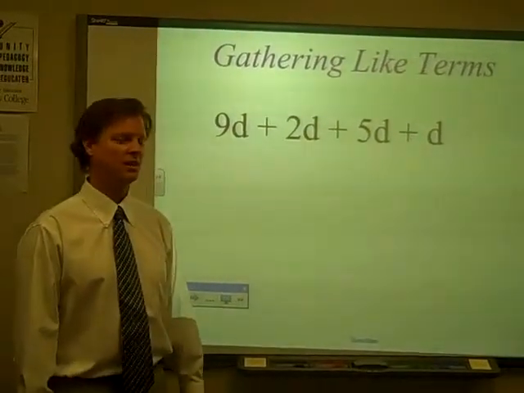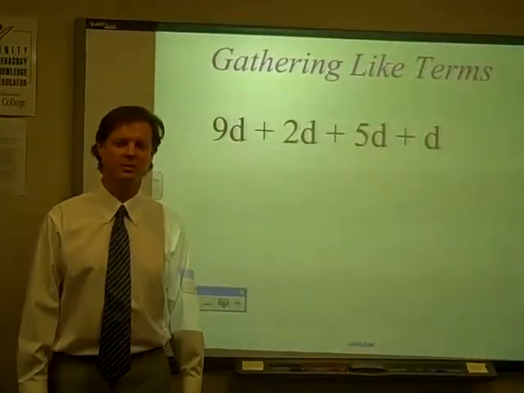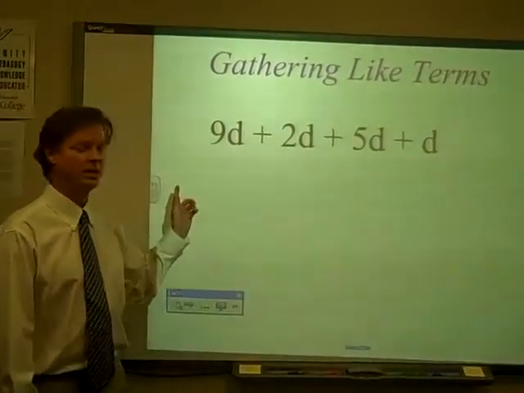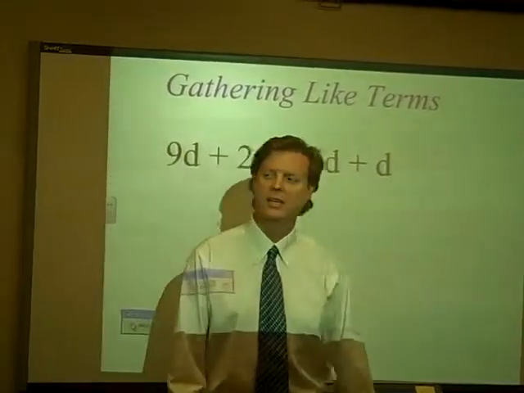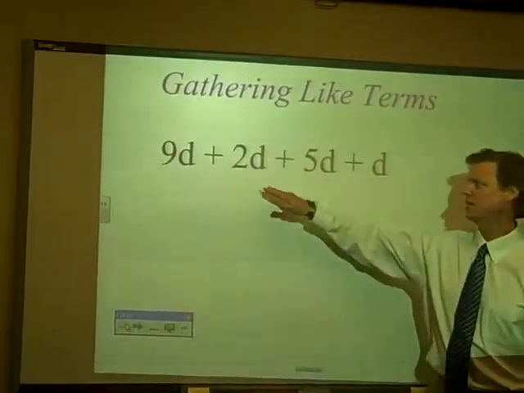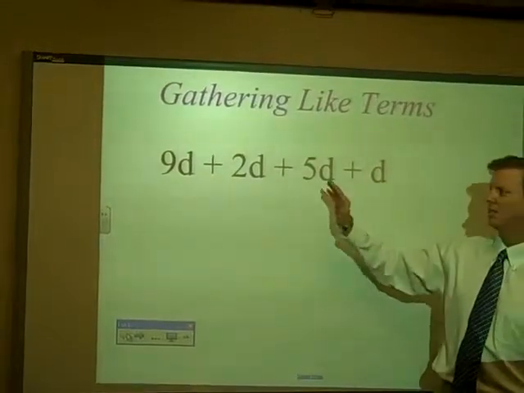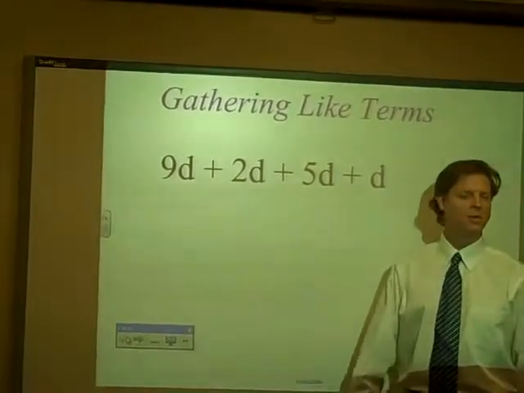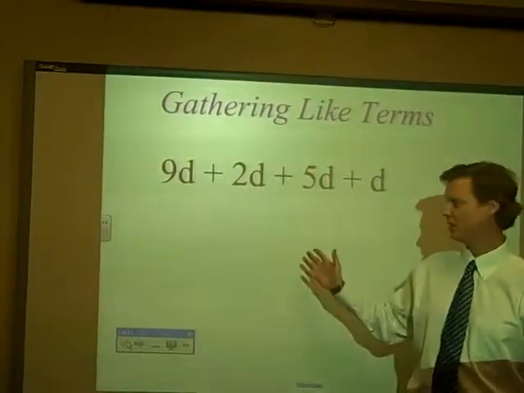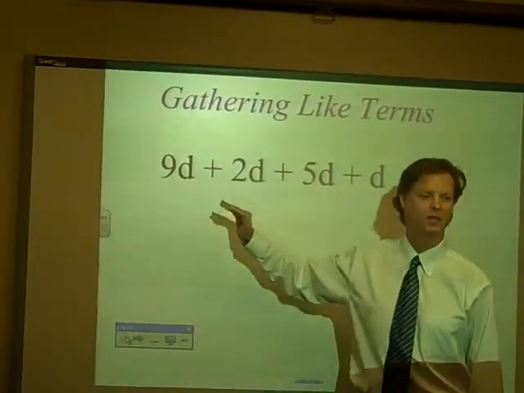Okay, I want to talk a little bit about a subject in chapter 14, gathering like terms. As you can see, I put an equation on the board right here, and this is the one with the variables all the same, 9d plus 2d plus 5d plus 1d. Most students can get this particular kind of problem because we use the same variable.